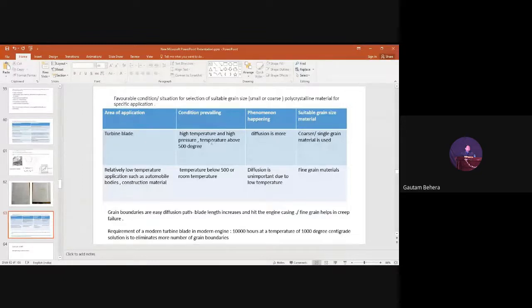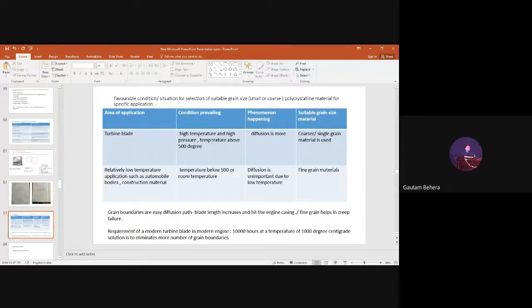So in that condition, when the temperature is very high and pressure is very high, a lot of stresses are acting on the materials, right? And we understand what happens at high temperature, diffusion will happen, right? And do you remember what happens if diffusion happens in the materials? Which phenomenon will start? If diffusion phenomenon will happen, what will happen to the materials? Grain coarsening. Grain coarsening, very good.